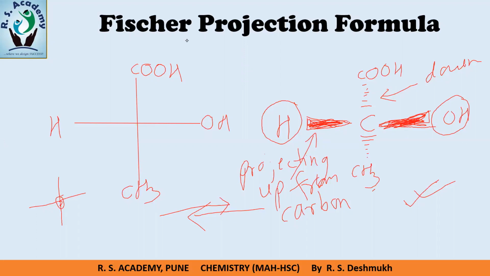So horizontal lines of the cross represent that bonds are projecting up from the carbon, whereas vertical lines represent that bonds are going below the carbon. That is why I have drawn it dotted here, if you look. So if these 2 concepts are clear, you can convert the Fischer projection into the wedge formula, or you can convert the wedge formula into the Fischer projection.